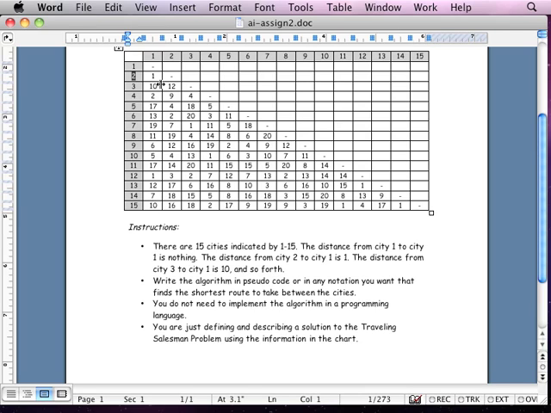The distance between city 2 here and city 1 is 1. And the distance between city 3 and city 1 is 10. And what is 10 and what is 1? Think of them as, if you want, miles, kilometers, distance, ratios. It's just a number representing the distance between the two cities.